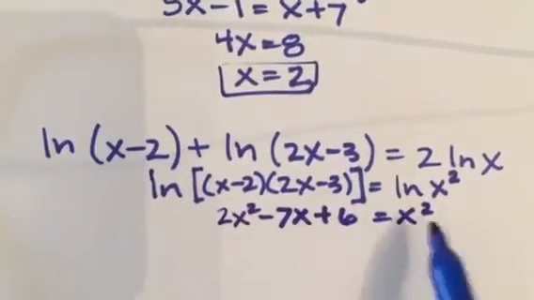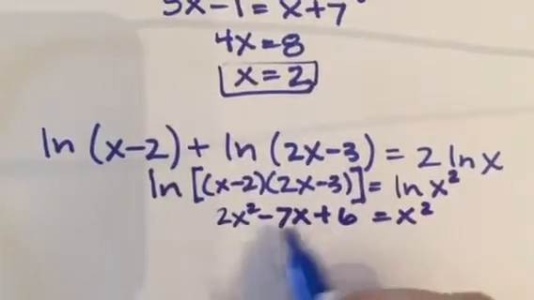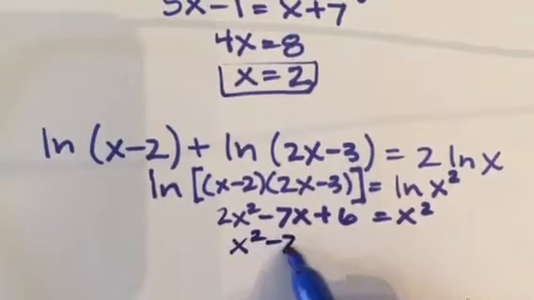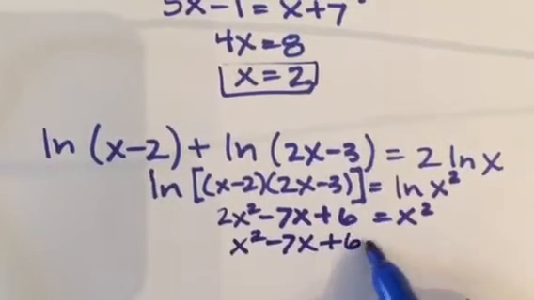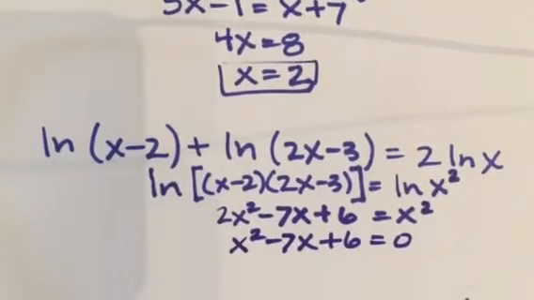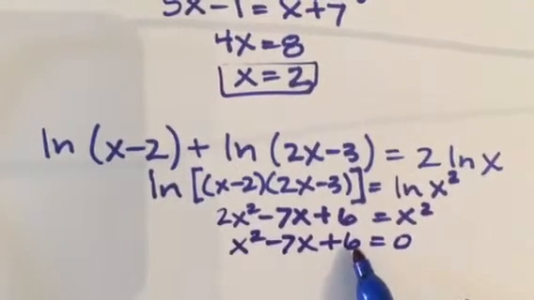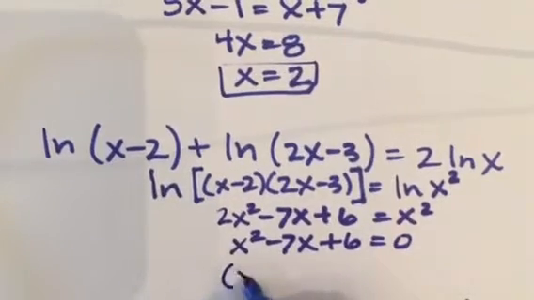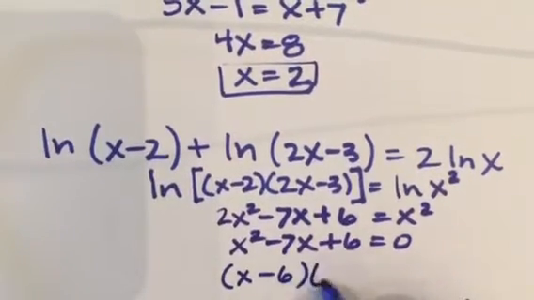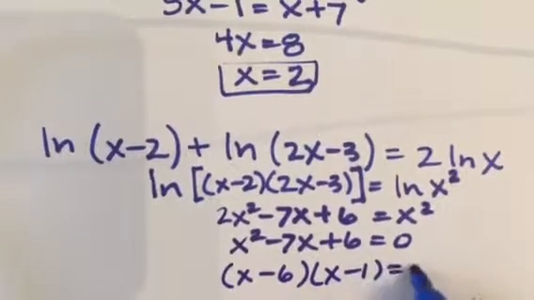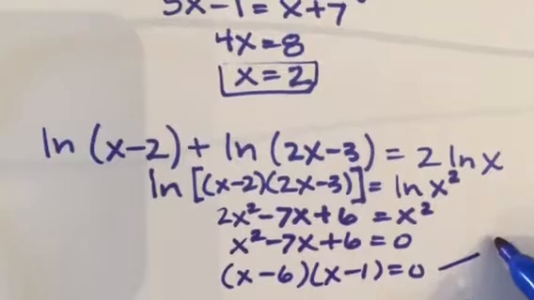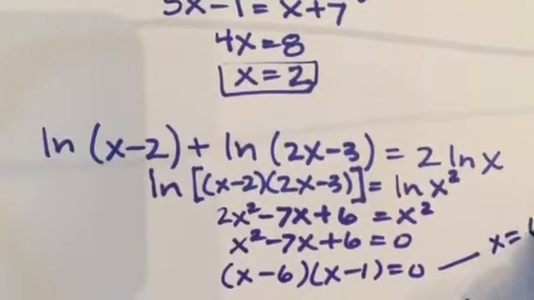So I'm going to subtract this x squared from the left-hand side and the right-hand side and set this equal to 0. x squared minus 7x plus 6 is equal to 0. Oh, I can factor this. 2 factors of 6, which add to give me 7. So x minus 6, x minus 1 equal to 0. So I have two solutions. I have x is equal to 6 and x is equal to 1.